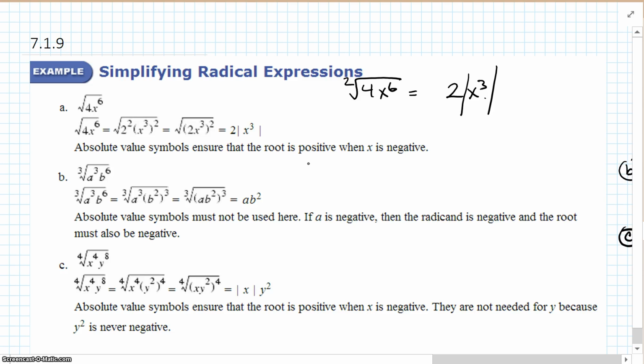The next example, cube root of a cubed b to the 6th. Well, 3 goes into 3 one time, so I got a to the first. 3 goes into 6 twice, so b squared comes out. Well, my index is odd, so I don't need absolute value signs.